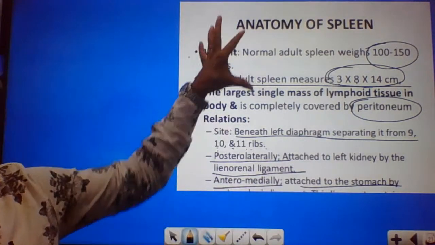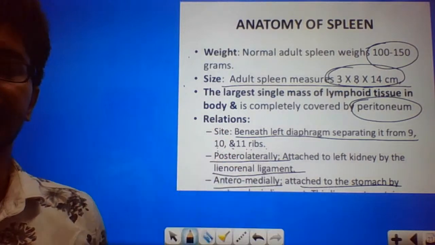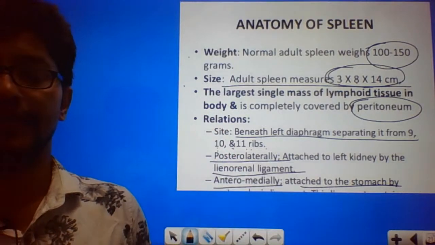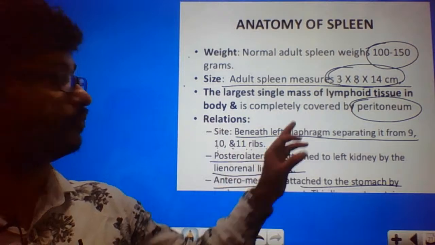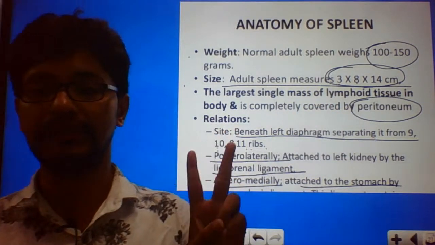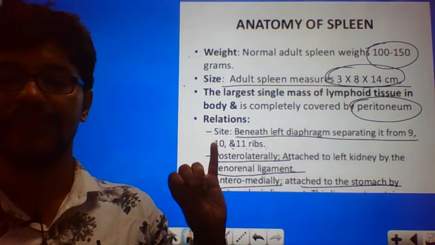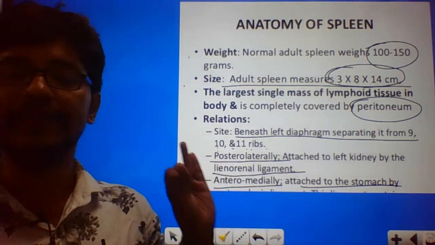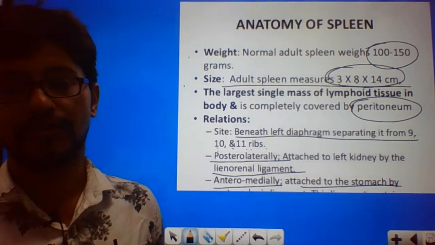So this is how the anatomy of the spleen is, but the main things that you should remember are the weight of the spleen, the size, the layer that covers it, the peritoneum, and the main functions, two main functions நம்ம படிச்சிருக்கோம். One is a graveyard of RBC, and also it acts like a filter for the blood-borne pathogens or organisms.